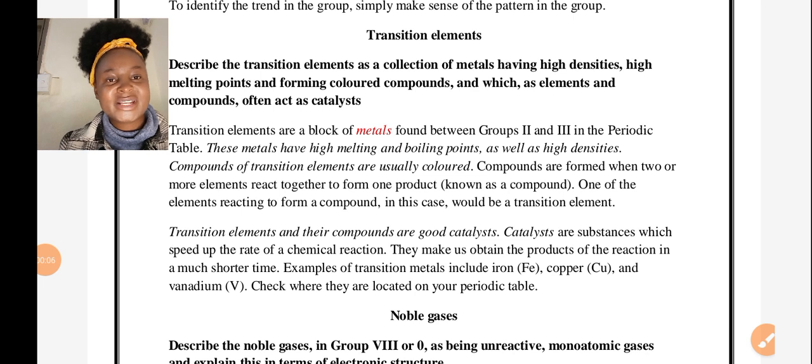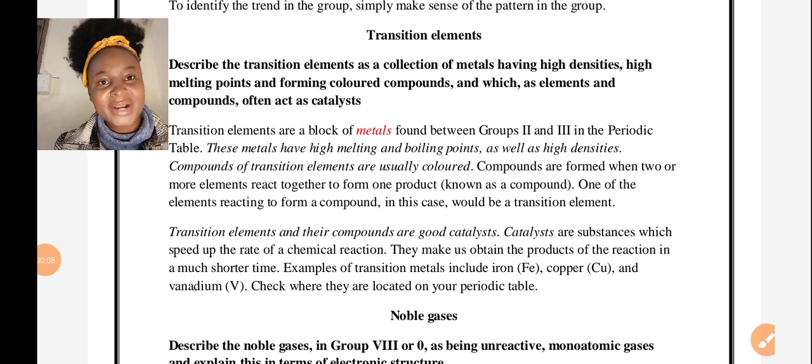Today we are going to be looking at transition elements. We are also going to look at noble gases.